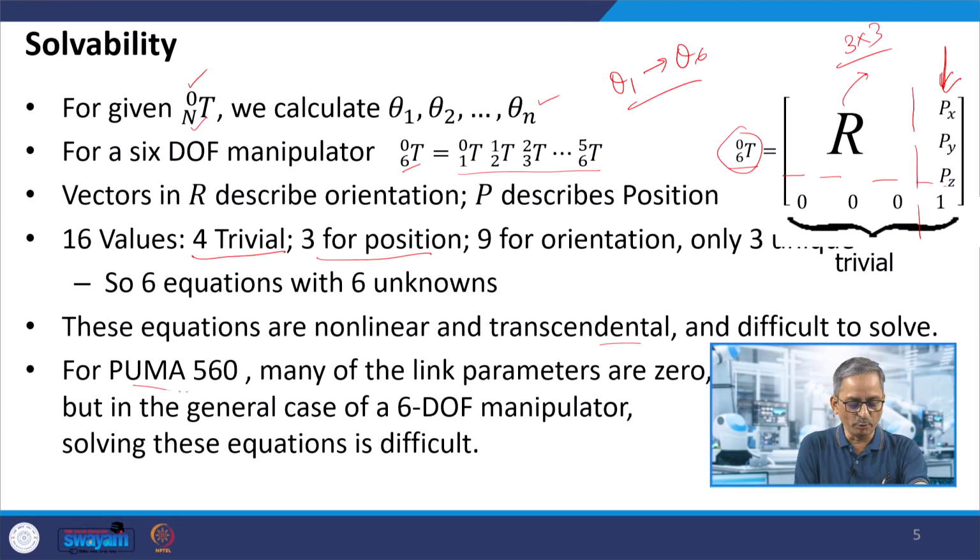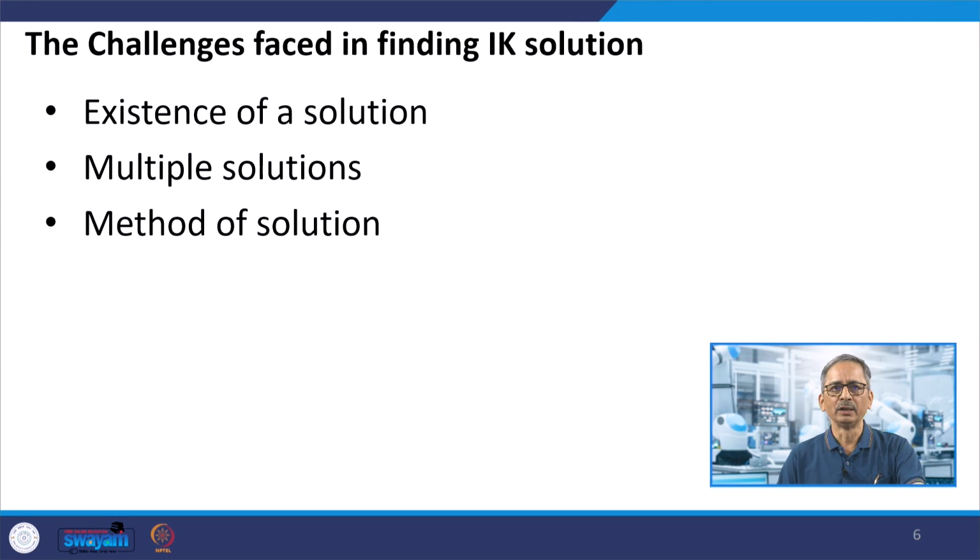For say Puma 560 robot, many of the link parameters are 0. But in a general case of a 6 degree of freedom manipulator, solving these equations is really difficult. So, what are the challenges faced in finding the inverse kinematic solution?